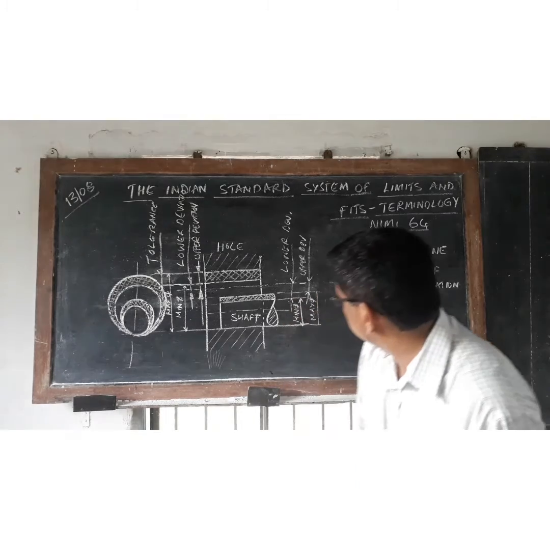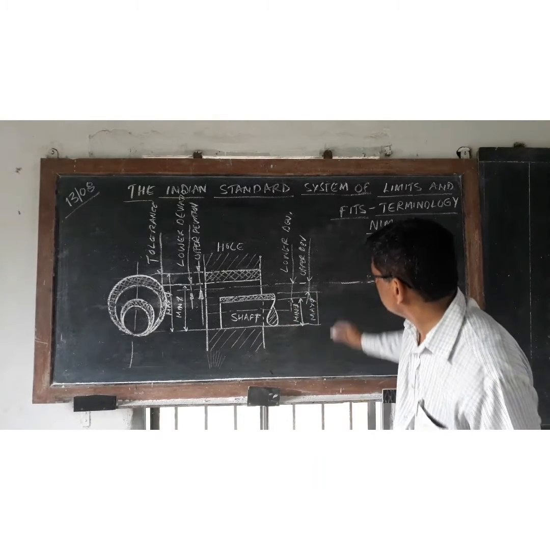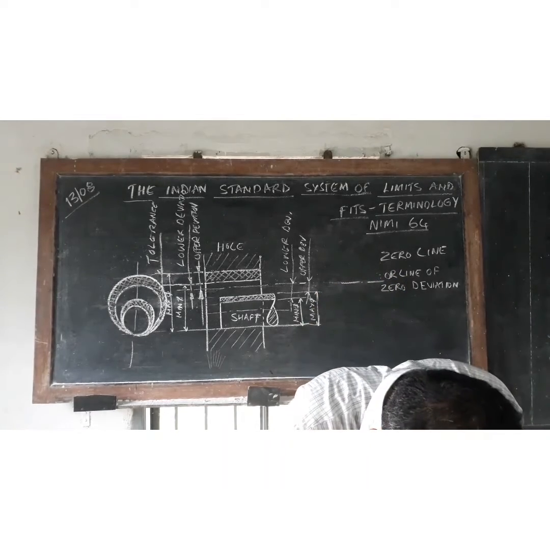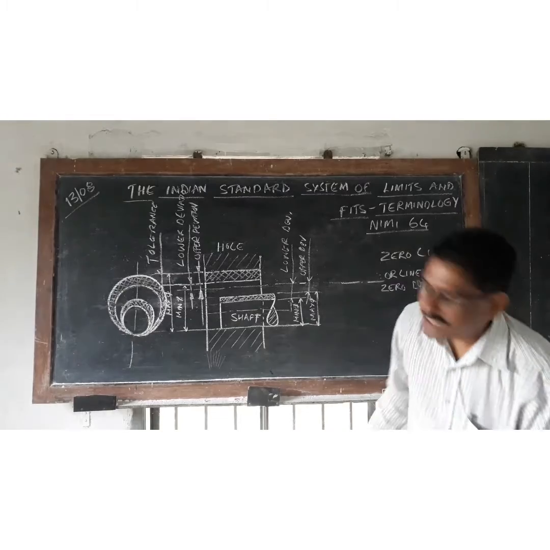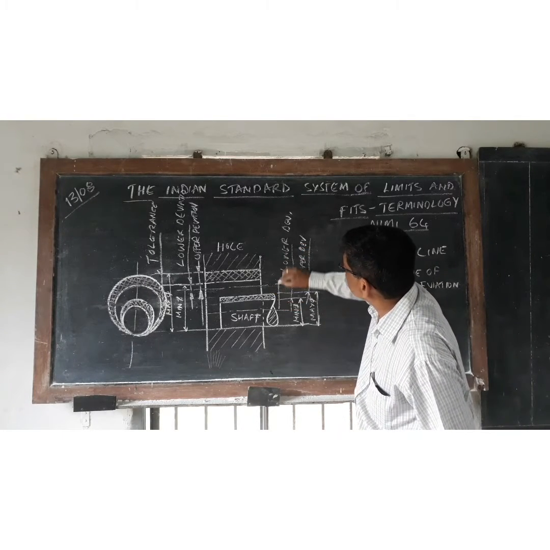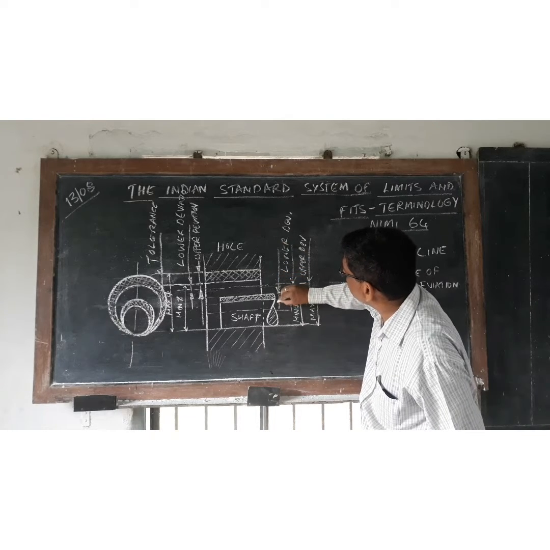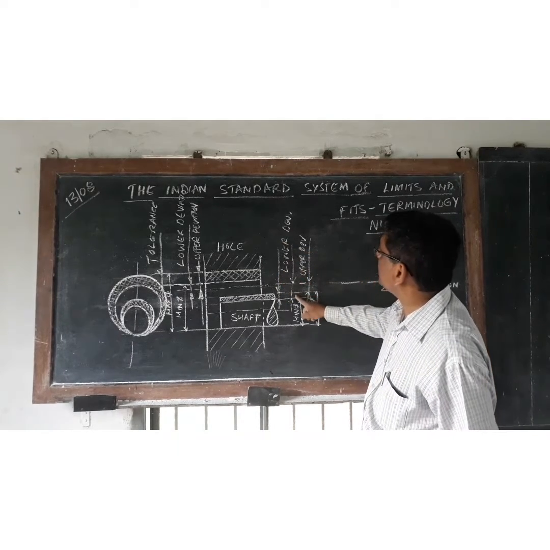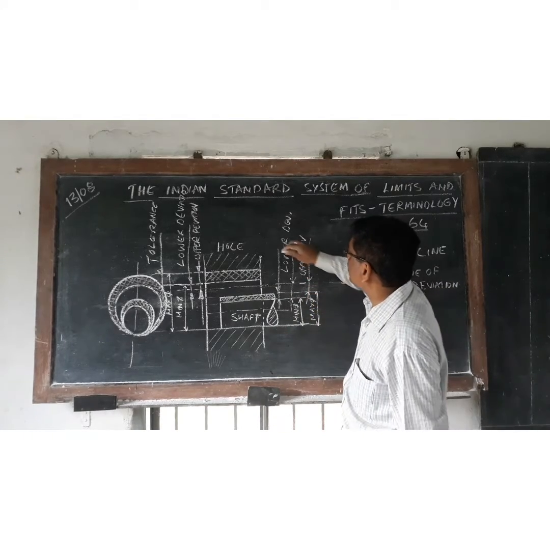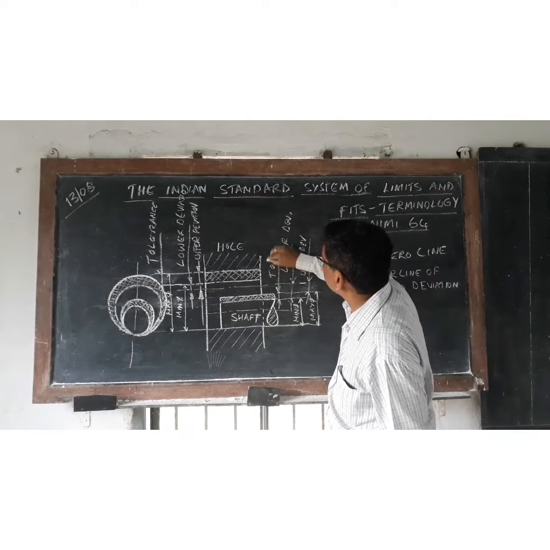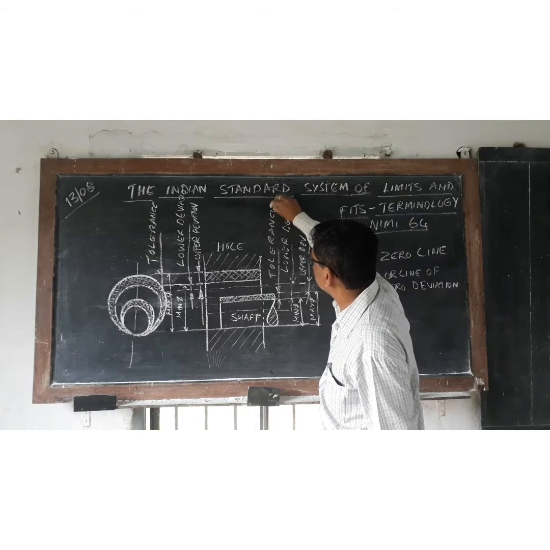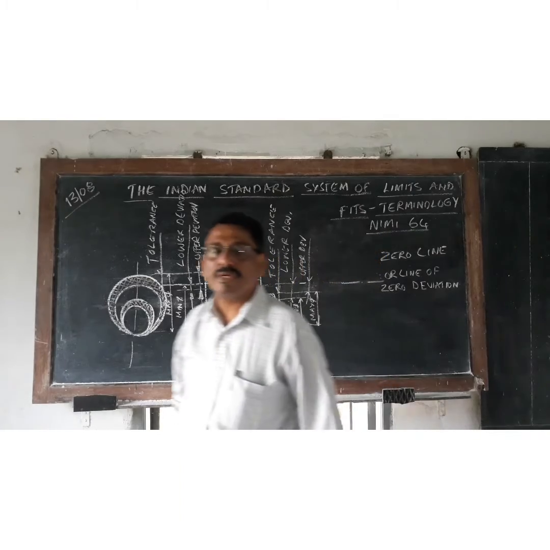Now the hatched line here is called the tolerance. This is the difference between the lower deviation and the upper deviation, and it is always called the tolerance. So this is the terminology of limits and fits.